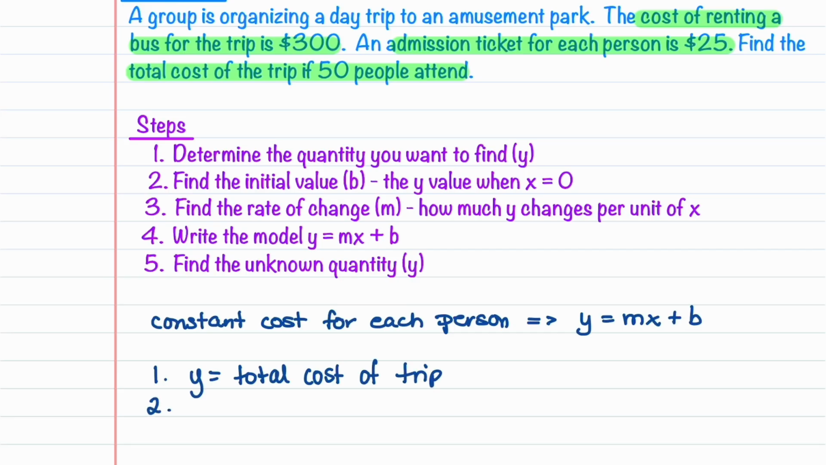And then in our second step, we're going to find the initial value. Now, this is a little tricky for this problem. The initial value is actually going to be what we call a fixed cost. And that means it's just the cost that is independent of how many people would attend. So for this problem, that fixed cost is the cost of the bus, which is $300. So we're going to say that b is our y at 0, meaning it has no relation to how many people are going on the trip. So that means x is equal to 0, and y is going to be equal to $300.